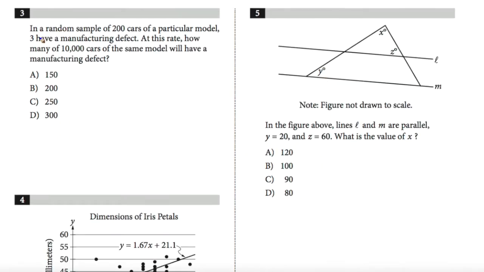In question 3, in a random sample of 200 cars of a particular model, 3 have a manufacturing defect. At this rate, how many of 10,000 cars of the same model will have a manufacturing defect? So once again, they give me a rate. They're asking me to solve for X over 10,000, and the previous rate that they're giving me is 3 cars out of my 200 will have this defect, and this is how many cars out of 10,000 will then have that defect. I'm simply just going to cross multiply.